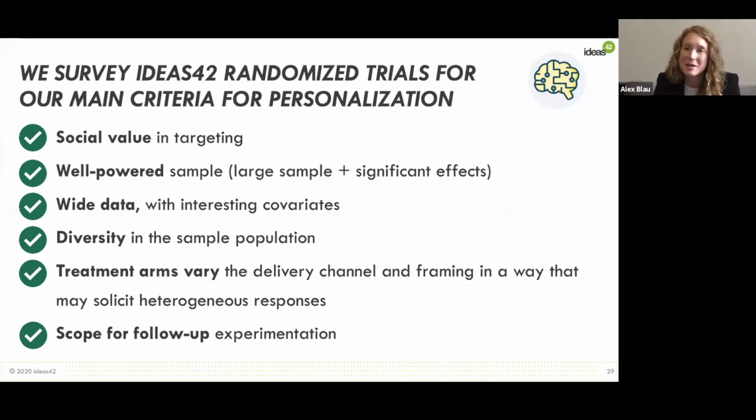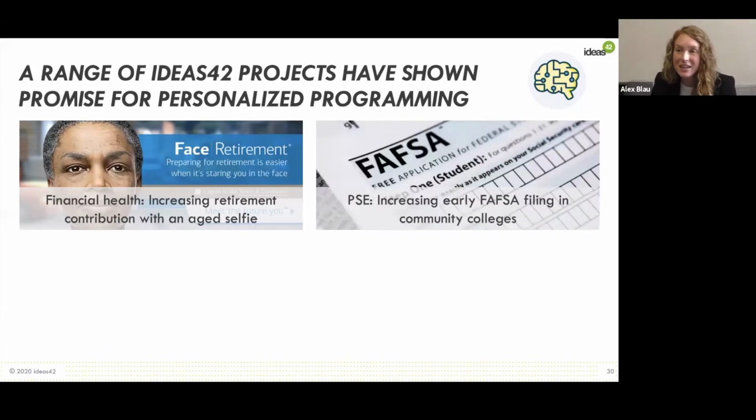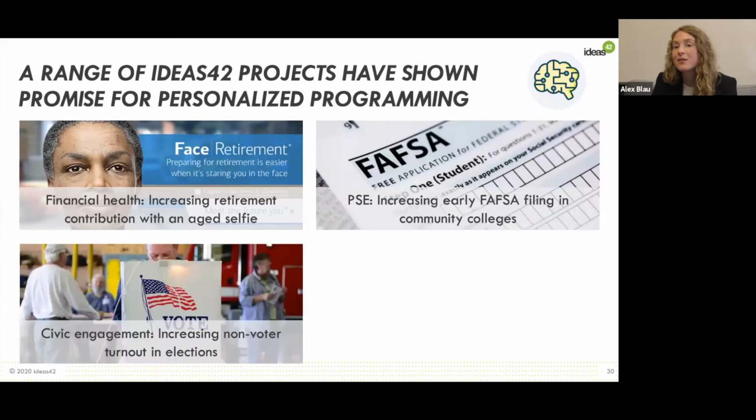Okay, so now to the examples. Some of the places that we've been implementing this type of exercise is in financial health, by understanding retirement contributions with an intervention where we showed individuals an aged selfie, a selfie of themselves at retirement age, and then encouraged them to increase their savings for retirement. Another is increasing financial aid refiling for students in community colleges. A third is in the civic engagement portfolio, increasing voter turnout among non or unlikely voters in elections.